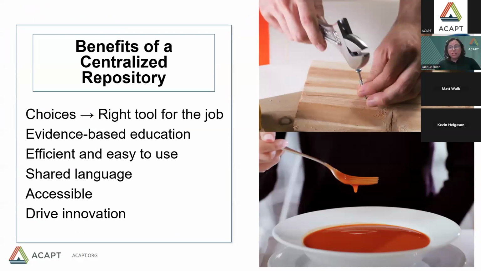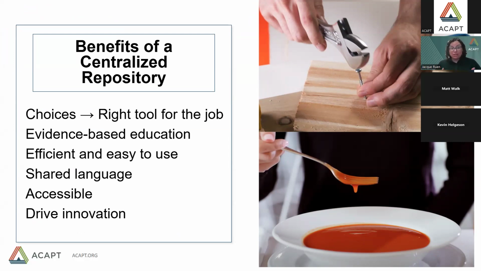And when it comes to tools, you always need the right tool for the job, right? It's hard to eat soup with a fork. It's hard to pound in a screw with a wrench, because why would we pound in a screw at all? Right? So some imagery there that just kind of reminds you that it's really important that we have the right tool for the job. So, benefits of having a centralized repository.